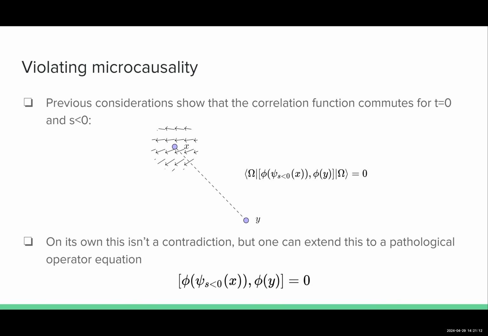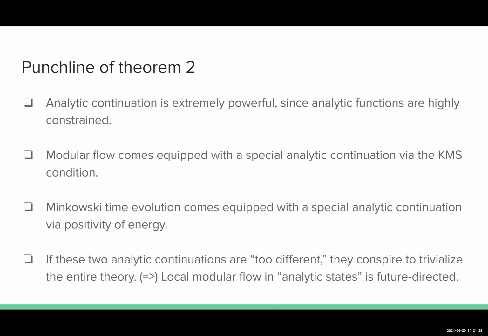On its own, that isn't a contradiction, but you can repeat this argument not just for the vacuum, but for a dense set of well-behaved excitations of the vacuum. And you get an operator equation telling you that these fields, which are only supposed to commute at space-like separation, in fact commute at time-like separation as well. Was there a question? So this is a contradiction, and it proves theorem 2.